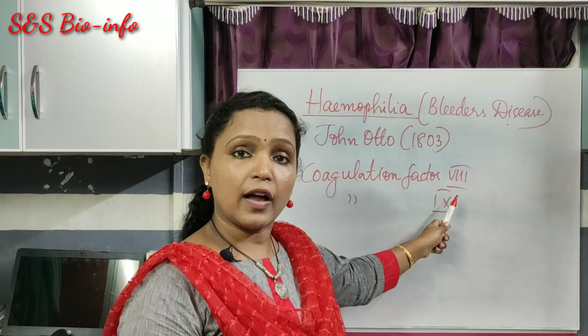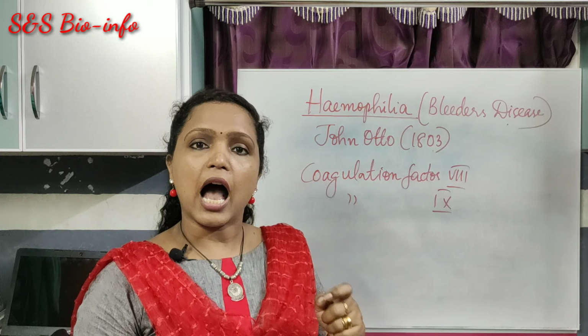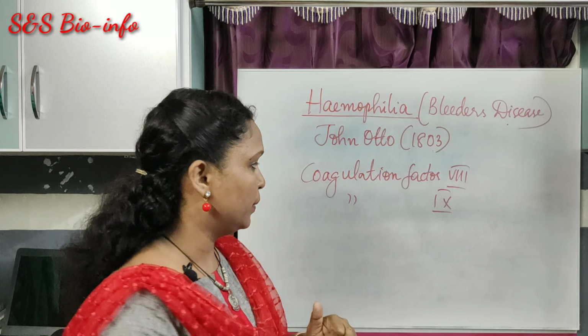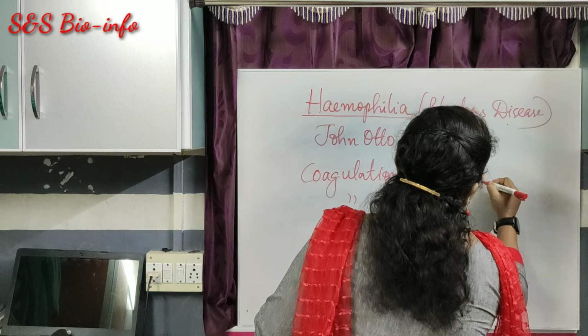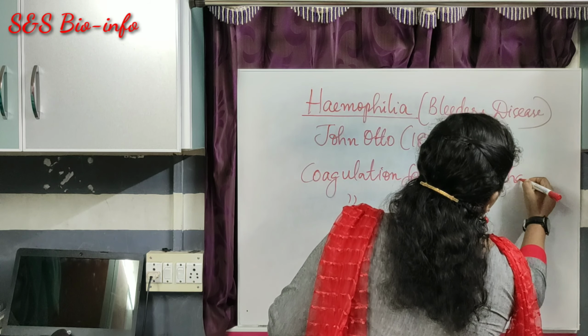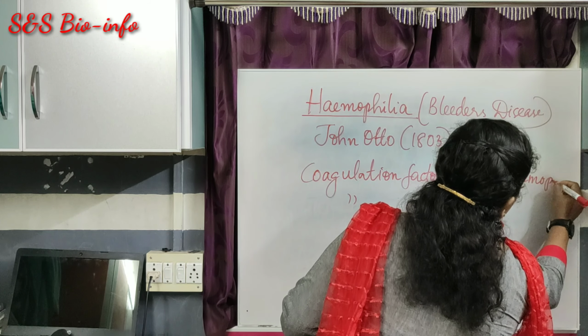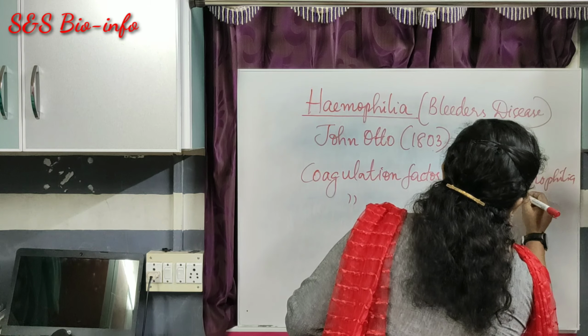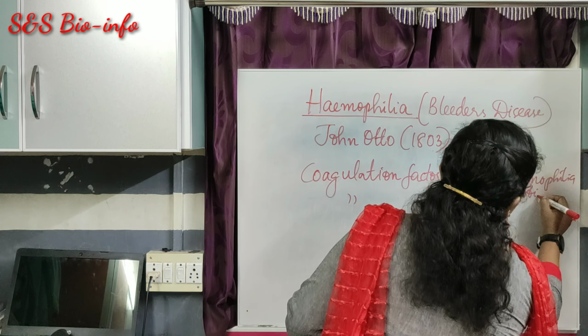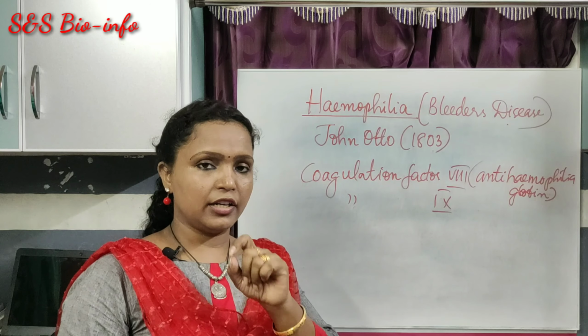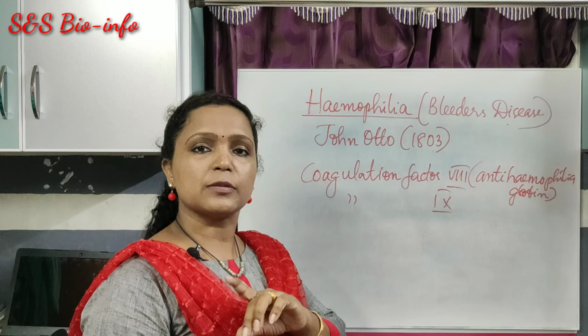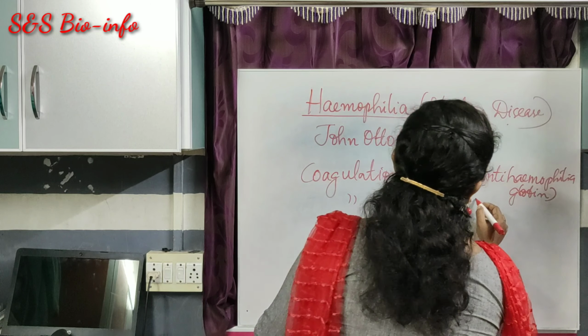Coagulation factor 8 is also known as anti-hemophilia globin. The coagulation factor 9 is called plasma thromboplastin.